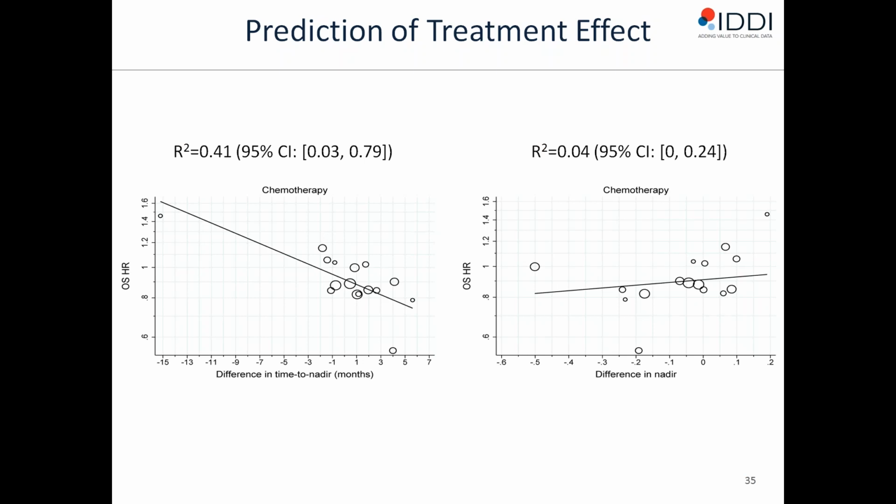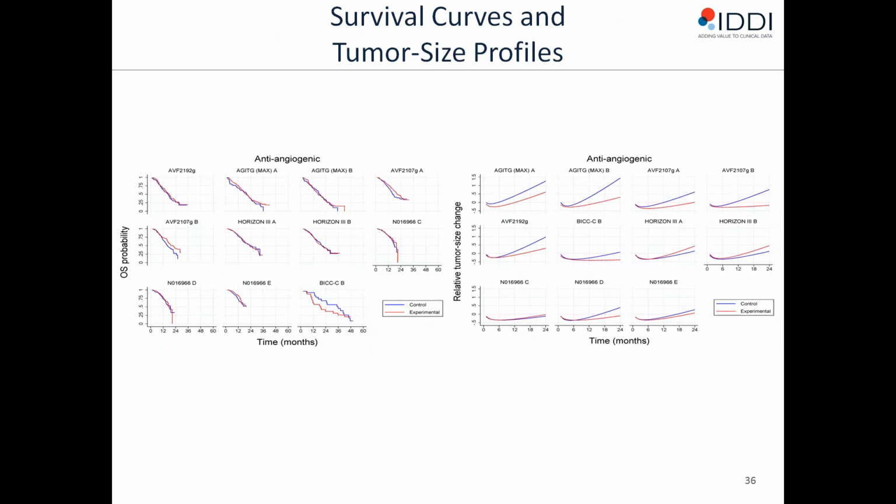Well, the question is, maybe for chemotherapy this is perhaps not working. Maybe it's different for the newer treatments. So here are the results for antiangiogenic comparisons. Again, survival curves and the longitudinal profiles. What is perhaps interesting is to observe that there's a much clearer difference in these profiles as compared to the chemotherapy, and the difference seems to be in terms of the rate of the change in the relative change versus baseline.